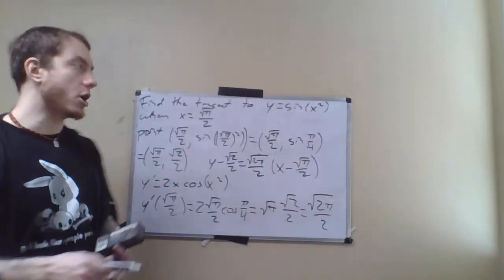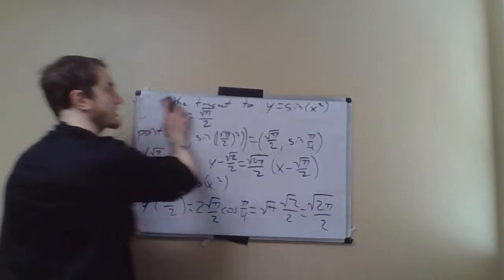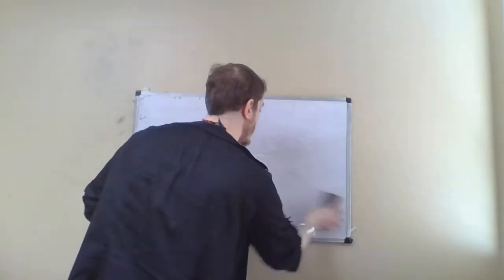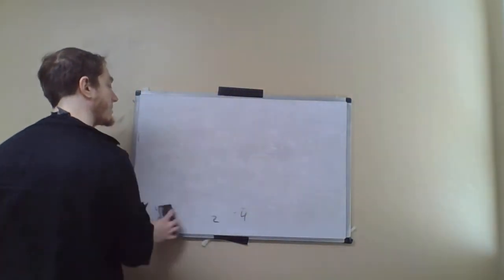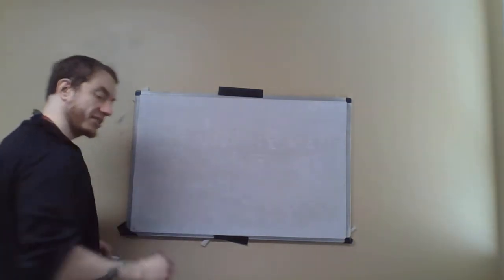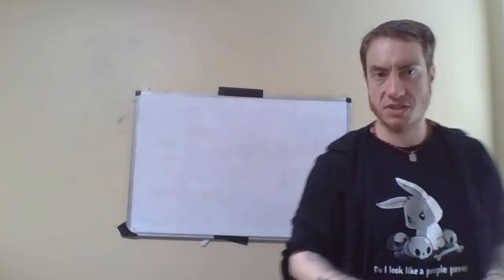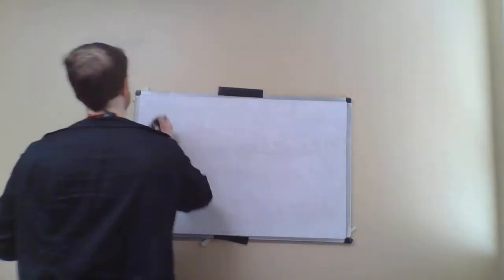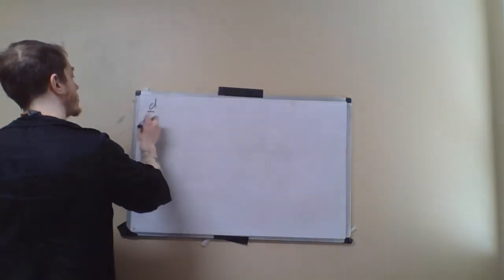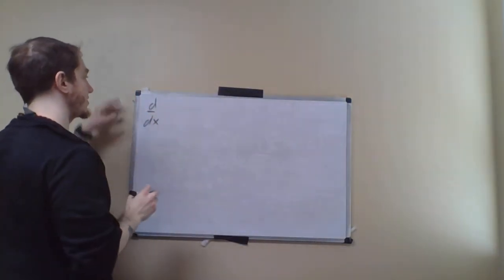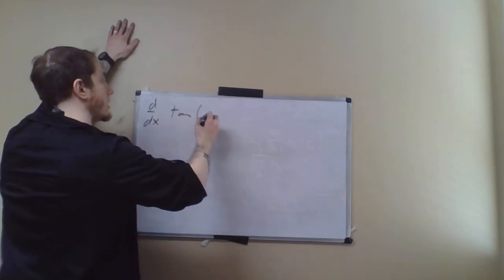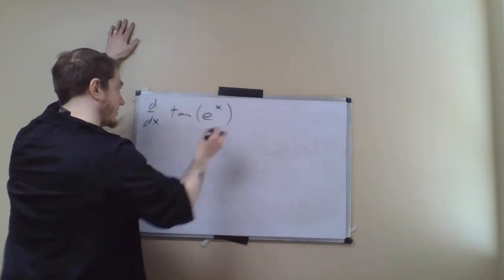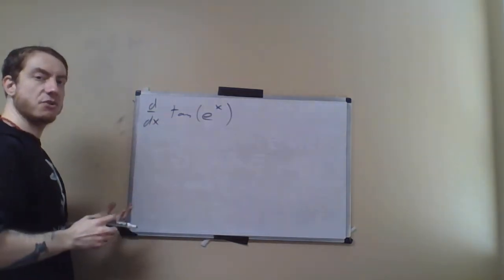Let's take a look at some other types of derivatives. What I'm going to encourage you to do is take a minute on each of these examples before you watch what I do and see if you can figure it out for yourselves. So how would we go about taking the derivative of, let's say, the tangent of e to the x? Take a moment to see if you can figure this out.